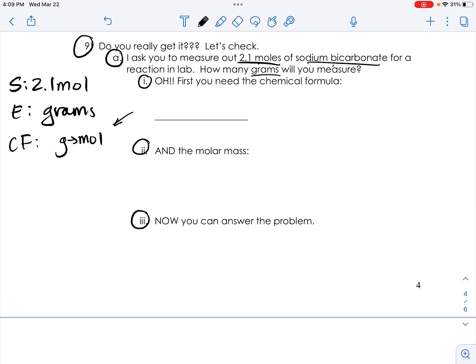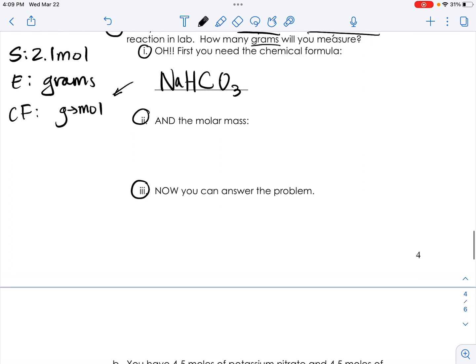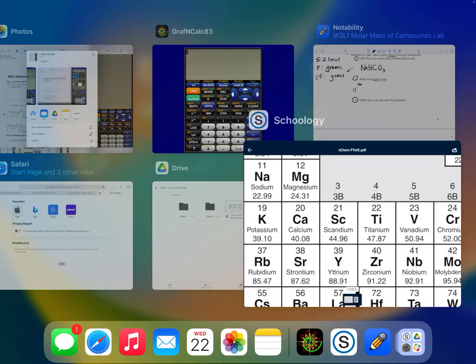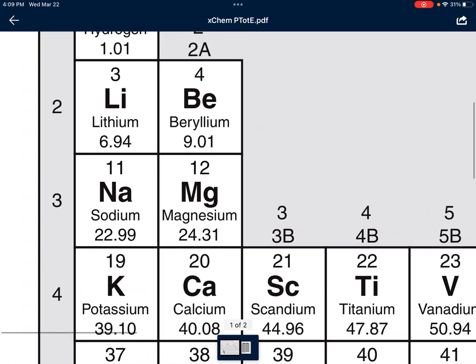So first you need the chemical formula. You can look up the chemical formulas on this document. I'll tell you sodium bicarbonate is NaHCO3. Then it says you need to calculate the molar mass of that whole compound. So there's 1 Na, and the molar mass of sodium is 22.99.